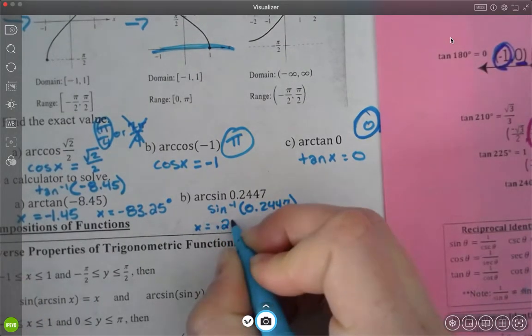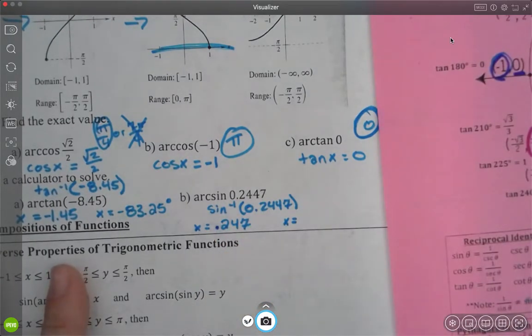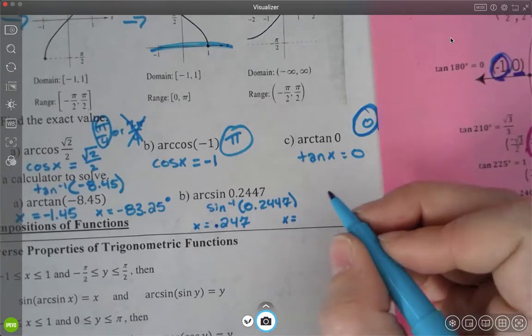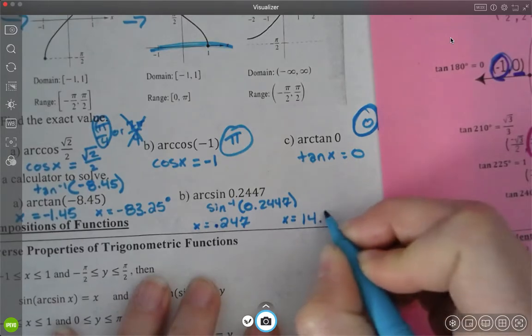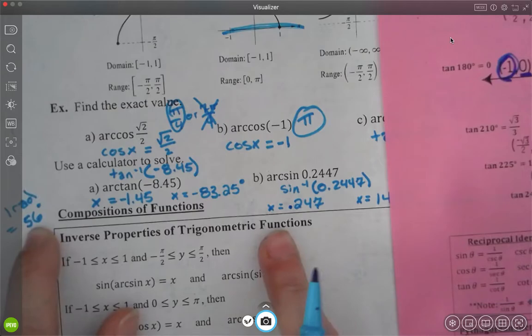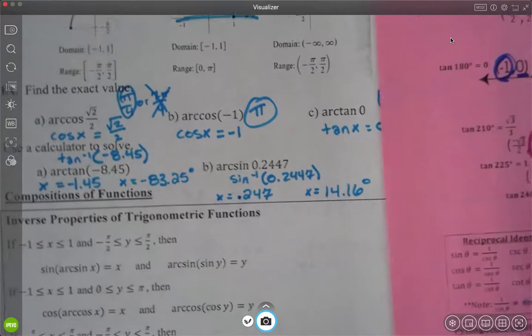Radians is 0.247, and degrees is maybe 14.16 degrees. Yep, I'm just looking at 0.24 times 56, 14.16. Right? That would be about, yeah, something like that. Okay, good? We got an 08. Okay, couple left. Here we go, couple left.